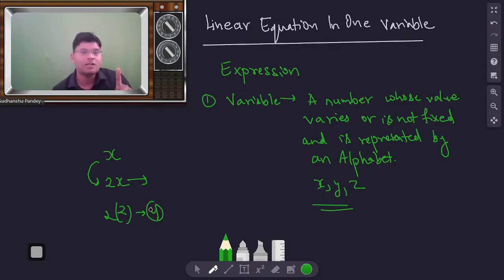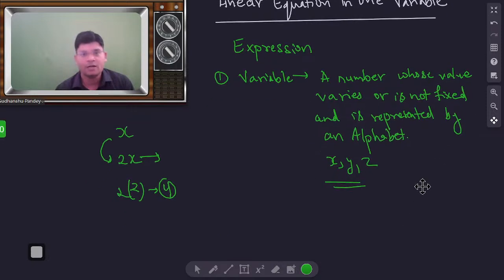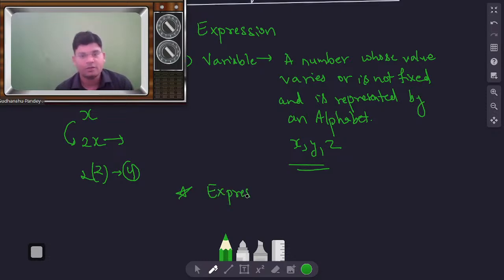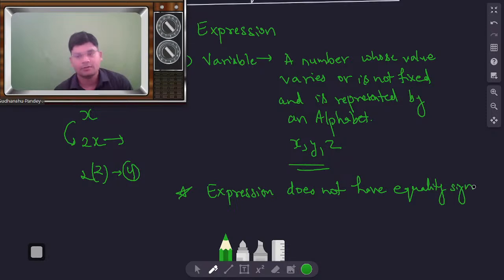So expression does not have any equality sign. This is the basic understanding. Please write it down if you want to write it. I hope that whatever I'm writing, you all are writing. So expression does not have an equality sign, means this sign does not appear.